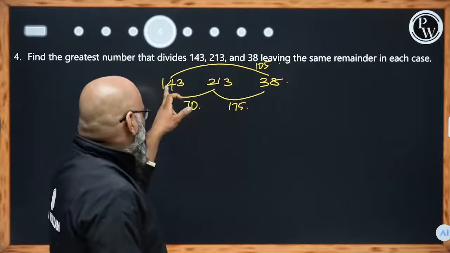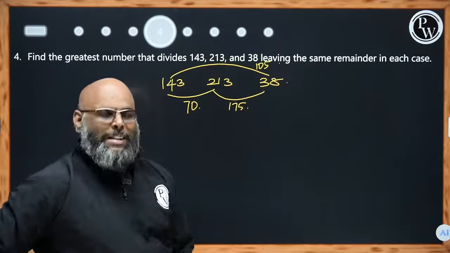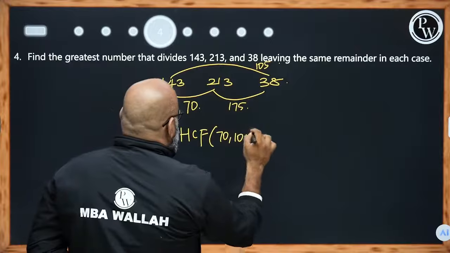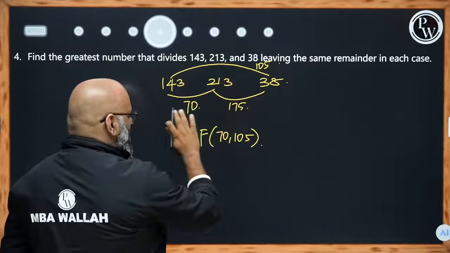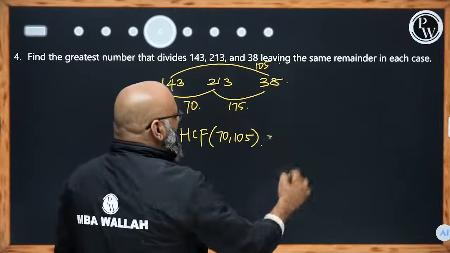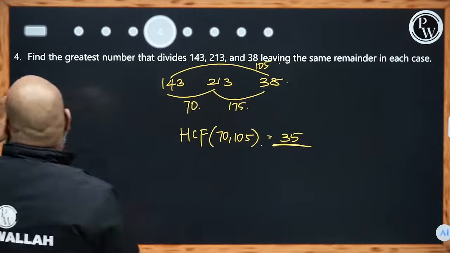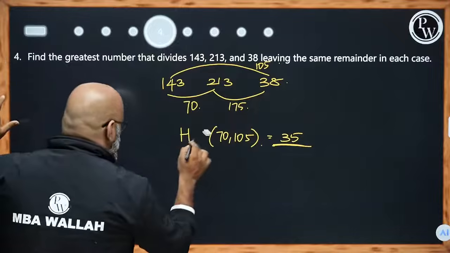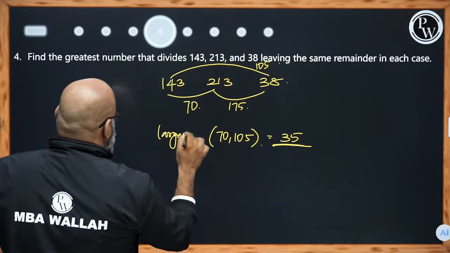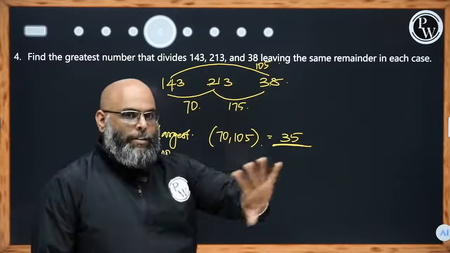Now, the difference between 143 and 213 is 70. Difference between 143 and 38 is 105. Simply take HCF of 70, 105, or HCF of 175, 105, 70, it doesn't matter. Any two difference, take them, find the HCF. HCF of 70 and 105 goes well in 35. Once again, let me correct myself. You cannot call it HCF. Largest number that divides all these three numbers, leaving out the same remainder is 35.